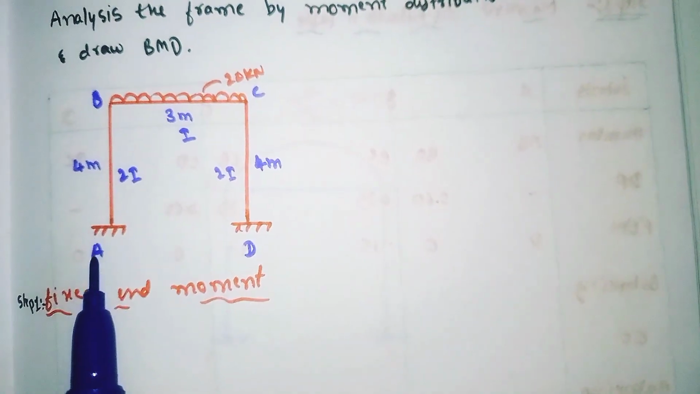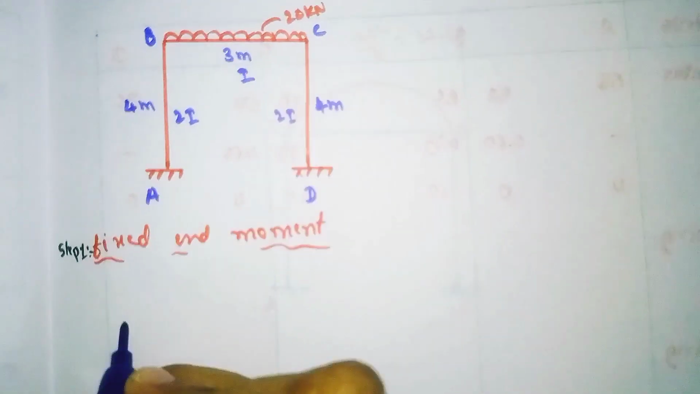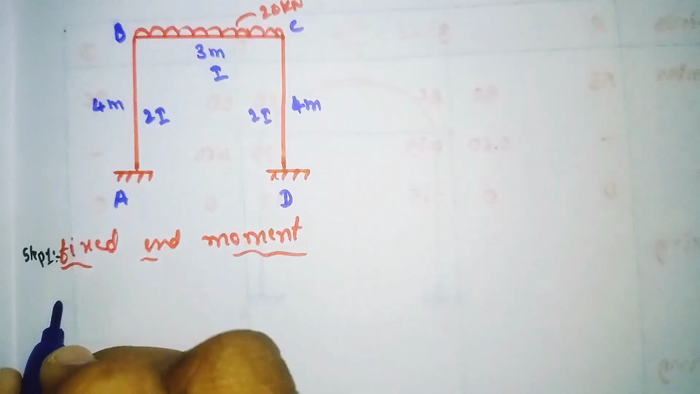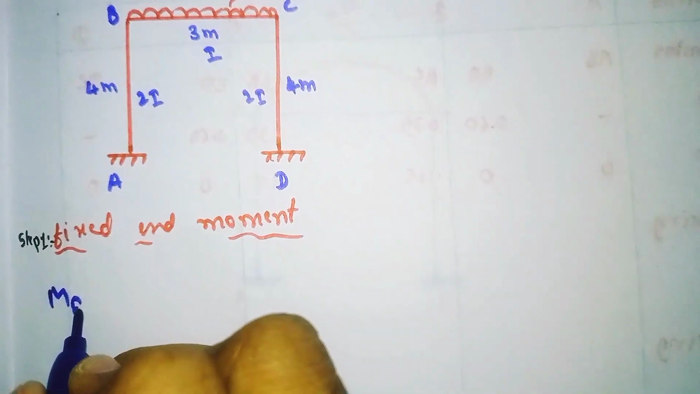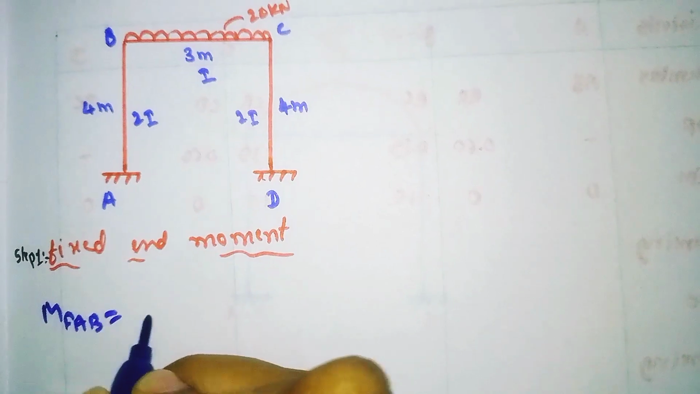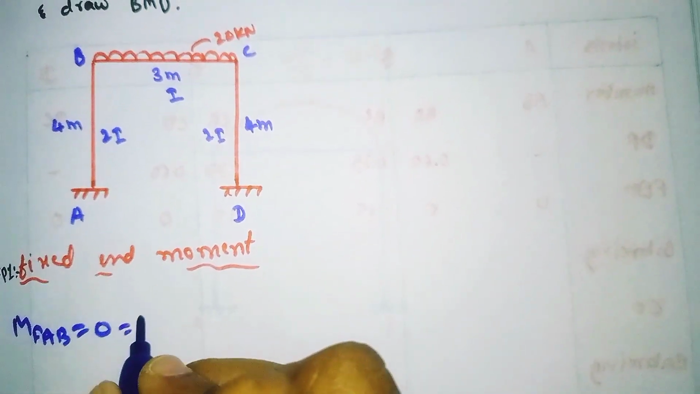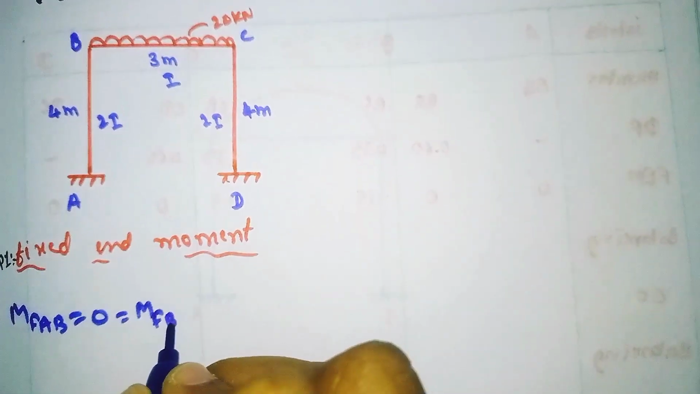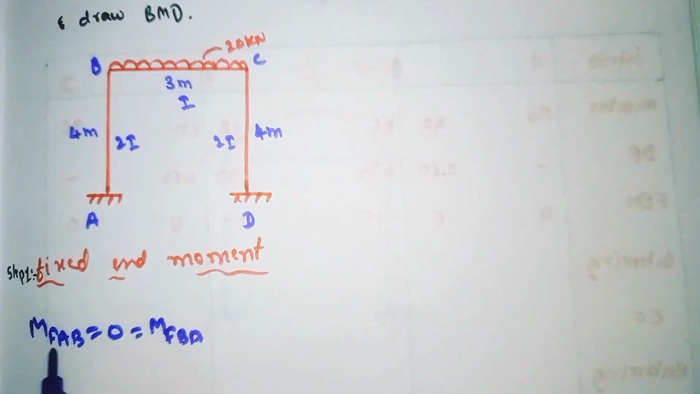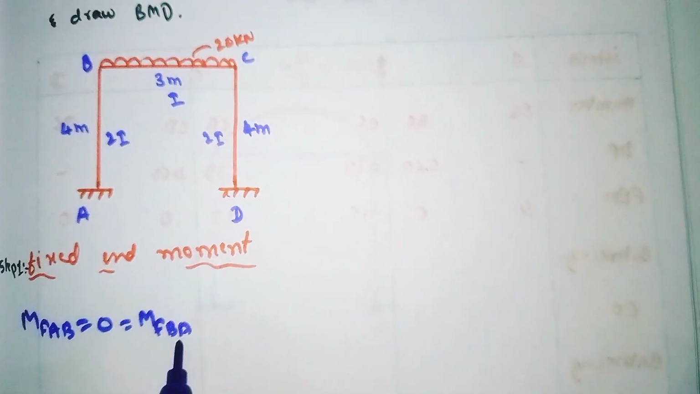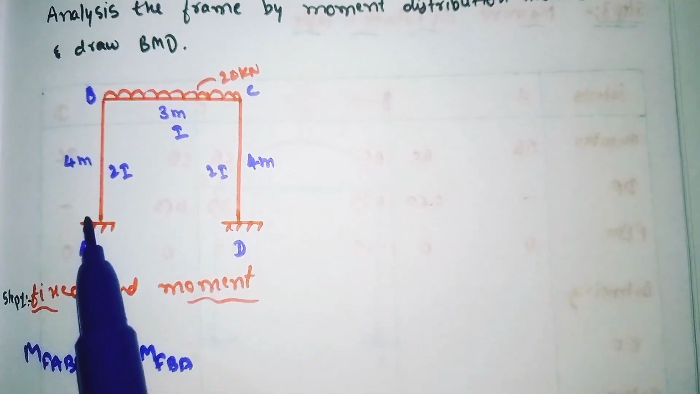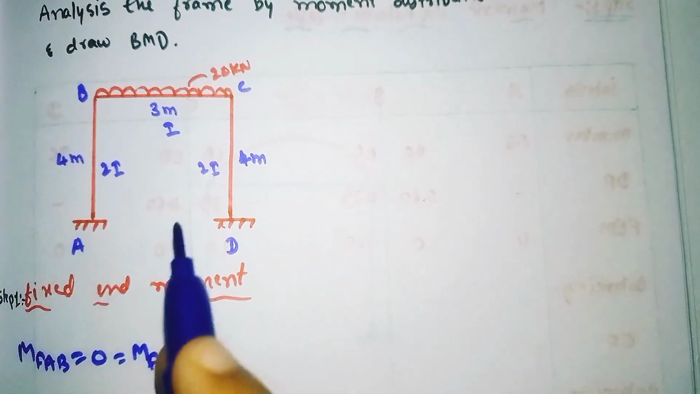So for span AB, I'll find out the fixed end moment. MF AB is equal to 0 because there is no load at span AB, and also MF BA is equal to 0. So MF AB as well as MF BA is equal to 0 because in this condition no loading takes place.